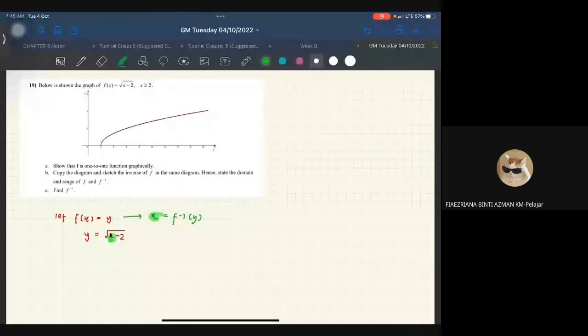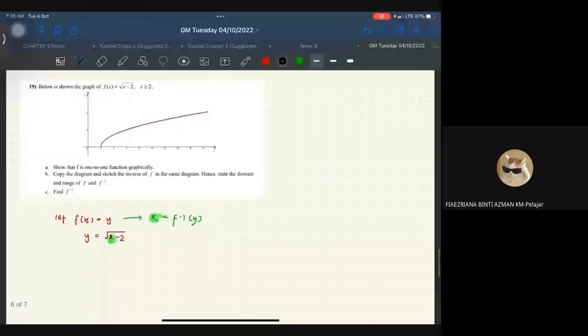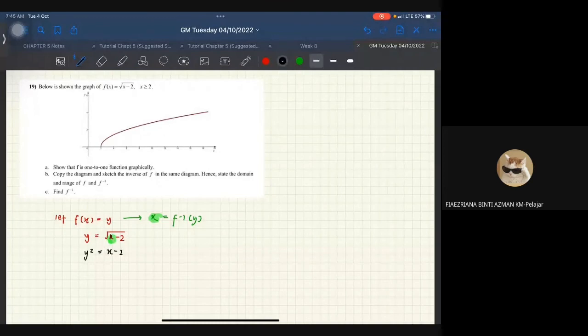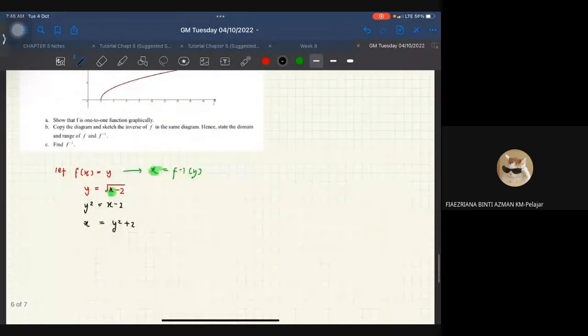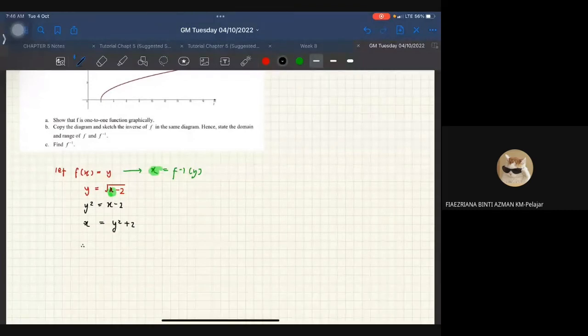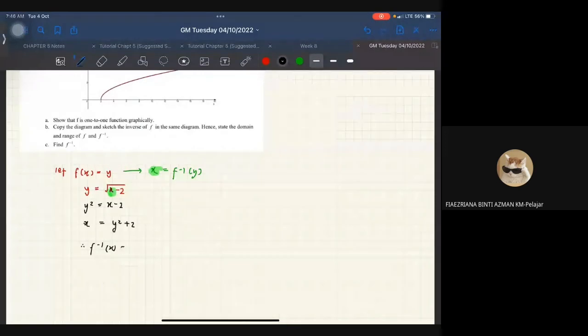Okay, so kita akan hilangkan dulu dia punya square root. So awak dapat y square is equals to x minus 2. Okay, and then you get x is equals to y square plus 2. Settle. Okay, so maksudnya daripada sini kita boleh buat conclusion terus. You have your f inverse of x equals to x square plus 2.